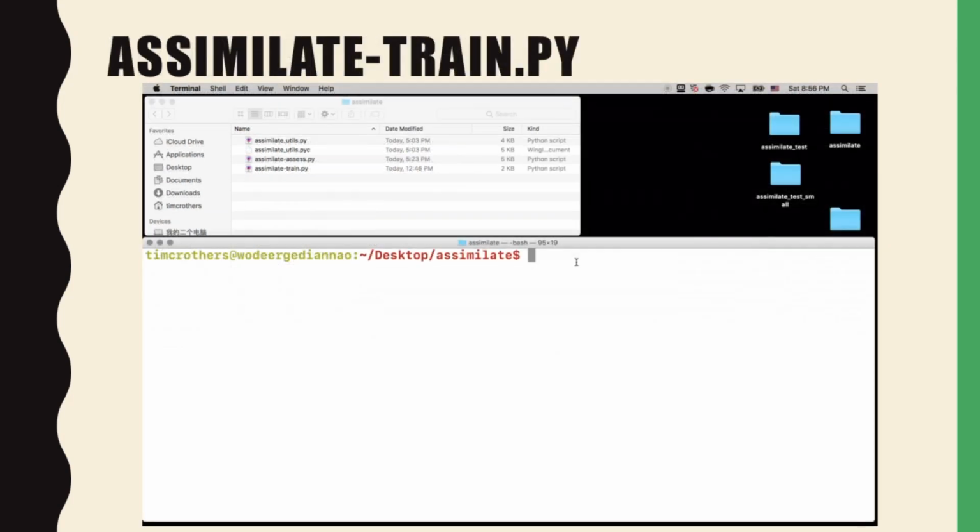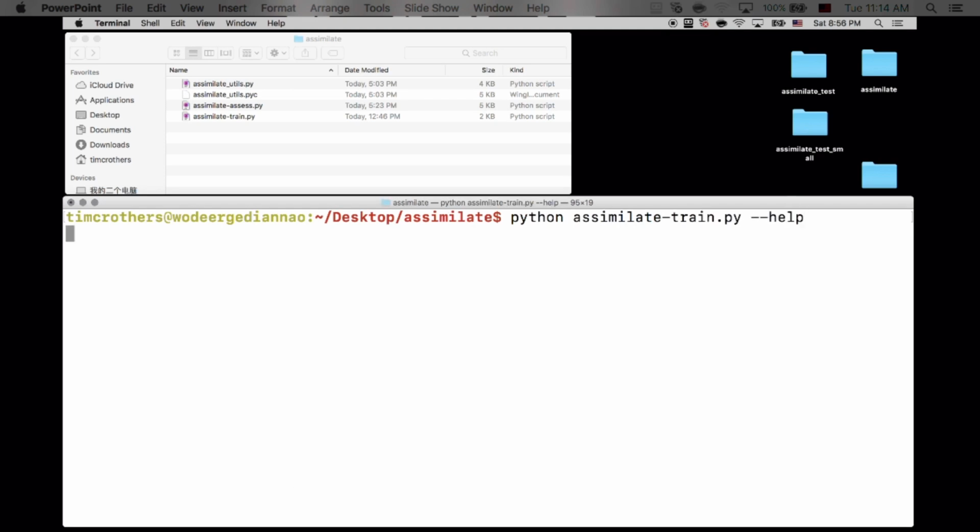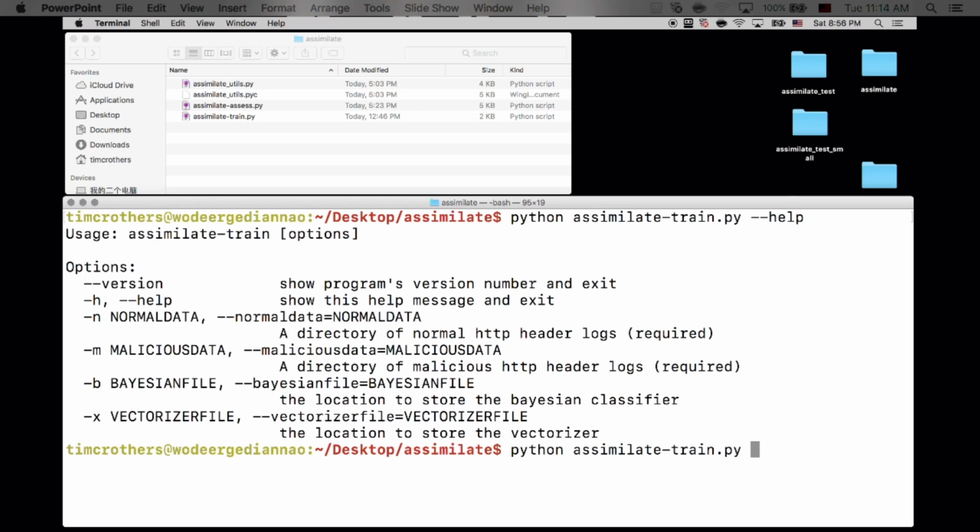So once you've got that, what we now end up with is two folders, right? One that's my normal training data, and one that's my malicious training data. So now at this point, I simply run assimilate train. So assimilate_train.py, there's the parameters. And in this case, notice the -n is pointing to a directory of HTTP headers with normal traffic, and the -m is malicious. And so literally, it's going to ingest all of those headers and use that to train my model files.